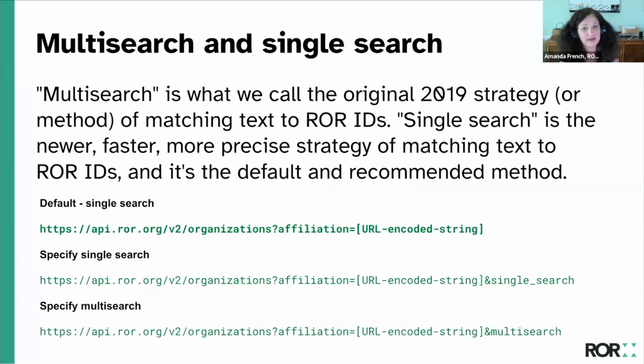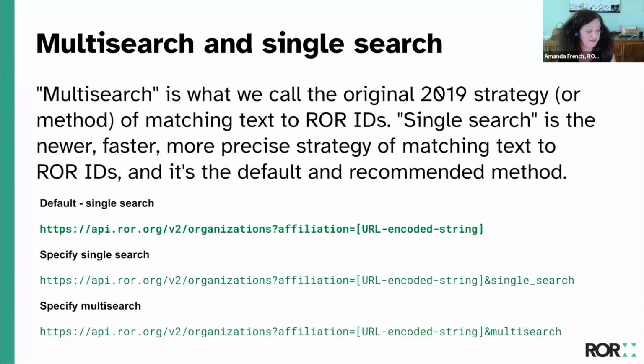Another thing I wanted to just clarify before we get into the exercises is the difference between what we call multi-search and what we call single search. Multi-search is what we call the original strategy developed in 2019 for matching text to ROR IDs, and single search is a newer, faster, and more precise strategy, and it's the default on that parameter, and it's the one we recommend. So if you like, you can compare these two to each other, but if you don't want to bother with that, don't worry about it. You can just not specify either one and play around with just the default.